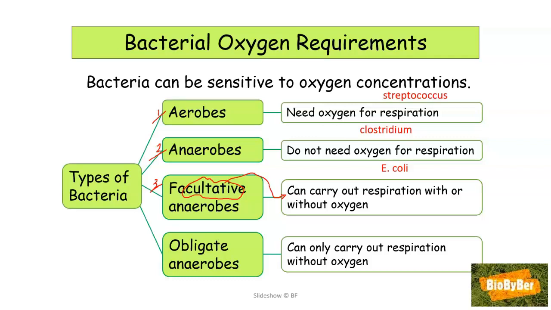The fourth classification of bacteria based on their oxygen requirements is that some bacteria are obligate anaerobes. This means they can only carry out respiration without oxygen. In fact, the presence of oxygen inhibits the growth of such bacteria.